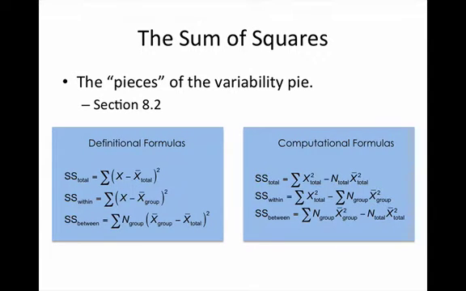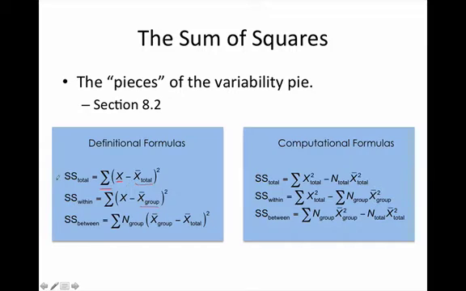Now, the pieces of the variability pie are discussed in section 8.2, and you can use whichever formulas you prefer to use. The book does a pretty good job of working through the definitional formula. So let me just take you through what these mean, because if this is your first time seeing these terms, it's likely to be a little confusing. This is the uppercase sigma, and this literally means to add up. This refers to our observation of x. This is our grand mean or our total mean. And these refer to the idea of group means.